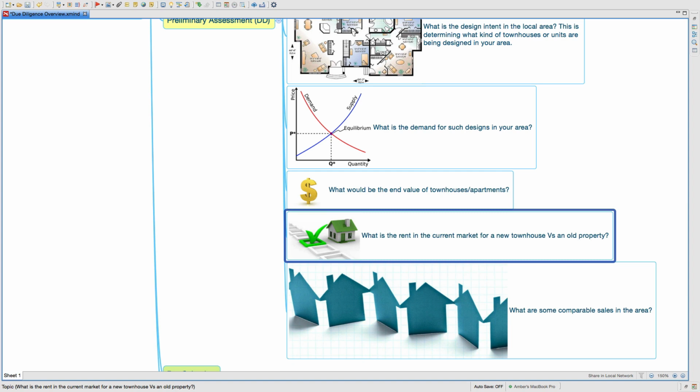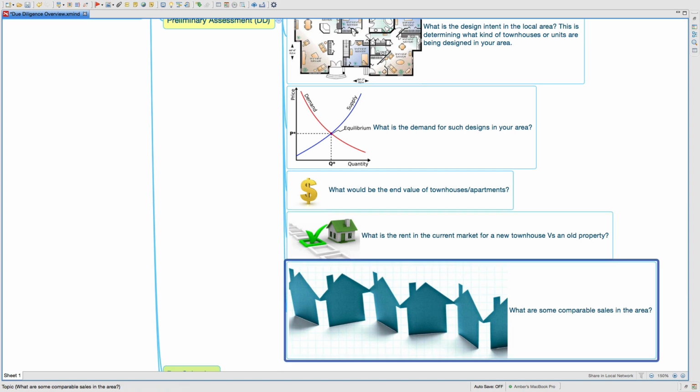What is the rent in the current market for a new townhouse versus an old property? Again, when you're doing your due diligence, if you are developing townhouses, you must know what they are renting for in that area as compared to an old house or a single house, or as compared to an apartment. It depends upon what you are developing, but you've got to find out what the different rental yields are, and what kind of return different kinds of properties or products are getting in the market.